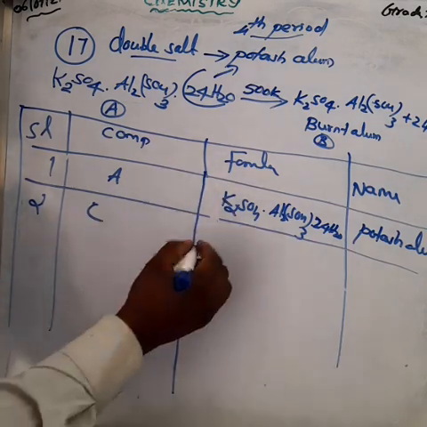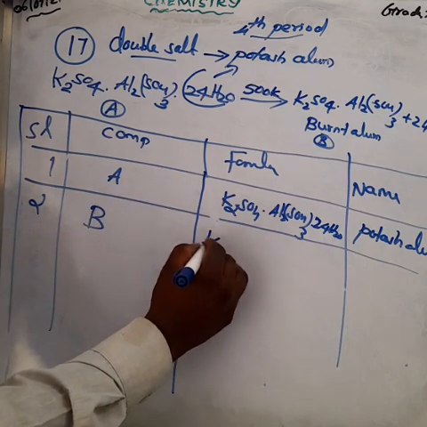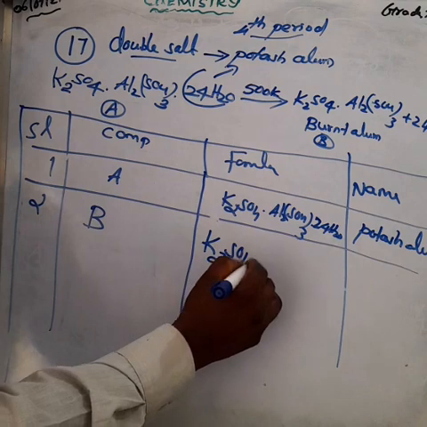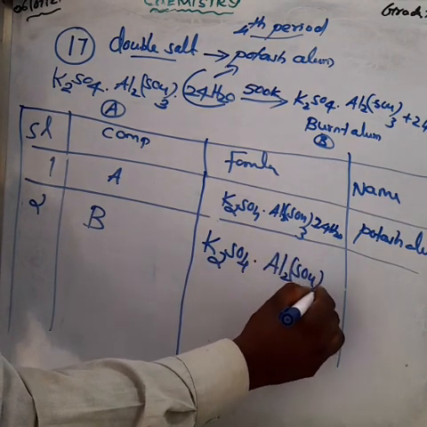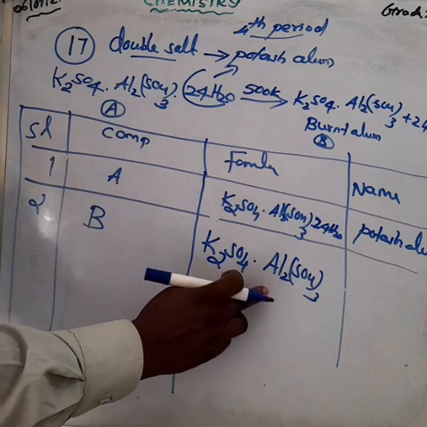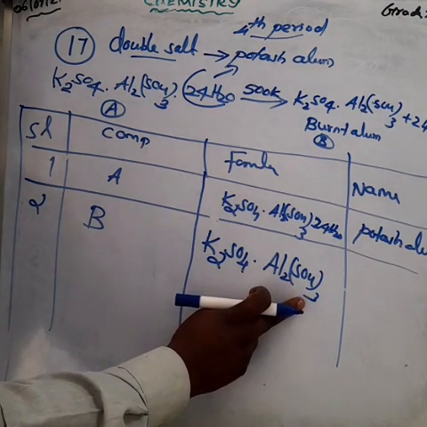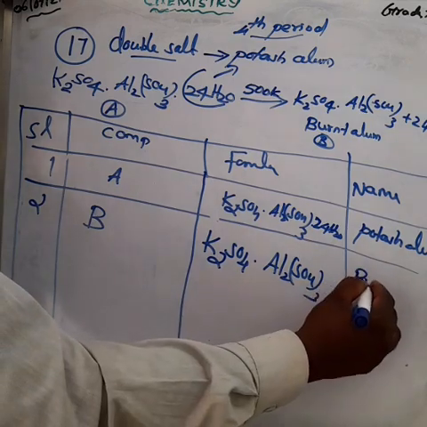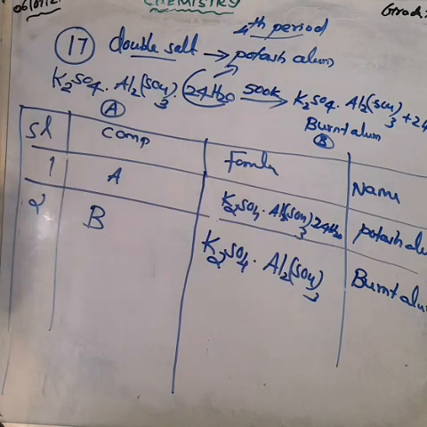It's a compound B. What's the formula? K2SO4 Al2(SO4)3. Al2(SO4)3. What's the name? Potash alum. Potash alum.